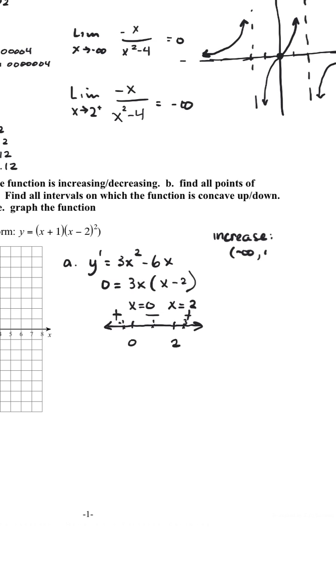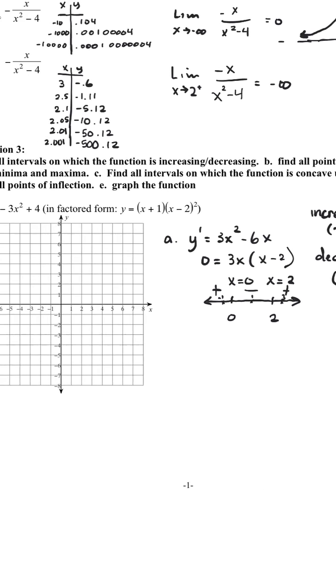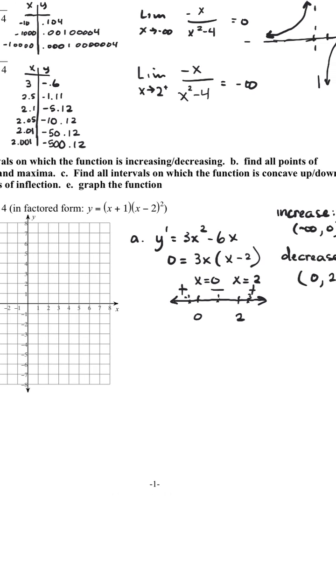So negative infinity to 0 and from 2 to infinity, and then it's decreasing between 0 and 2. And then for part B, find all the points of relative minimum and maximum. That's from this information here. If the graph is increasing and then decreasing, that means we've got a relative maximum here when x equals 0. And then if it's decreasing to increasing, we've got a relative minimum here when x equals 2.